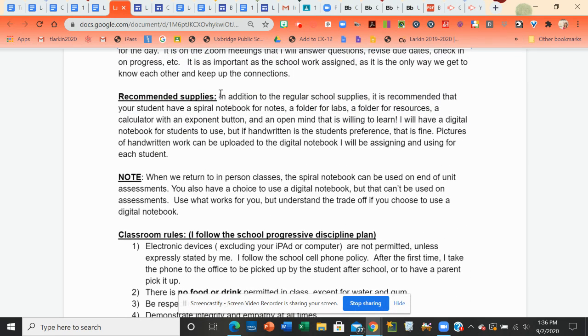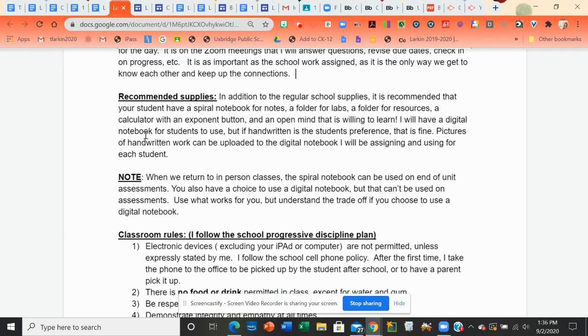Recommended supplies. Excuse me, I will scroll up quickly. In addition to your regular school supplies, whatever you need, it's recommended that you have a spiral notebook for notes, a folder for labs, a folder for resources, a calculator with an exponent button, and an open mind that is willing to learn.